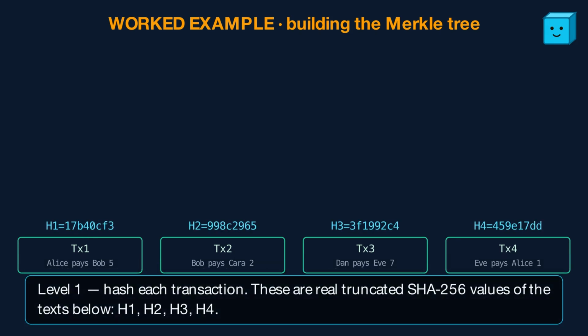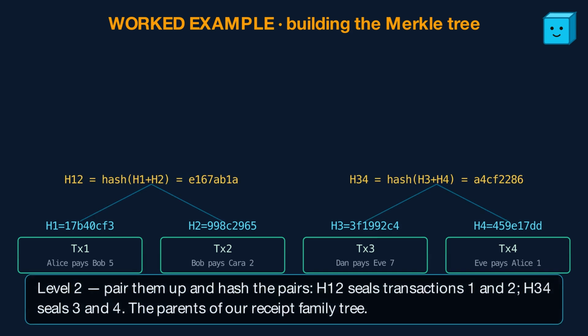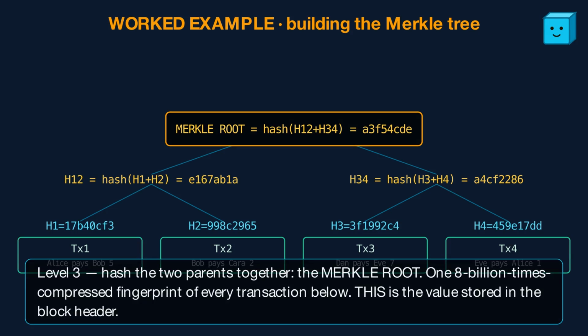Level 1. Hash each transaction. These are real truncated SHA-256 values of the texts below. H1, H2, H3, H4. Level 2. Pair them up and hash the pairs. H12 seals transactions 1 and 2. H34 seals 3 and 4. The parents of our receipt family tree. Level 3. Hash the 2 parents together. The Merkle root. 1/8 billion times compressed fingerprint of every transaction below. This is the value stored in the block header.